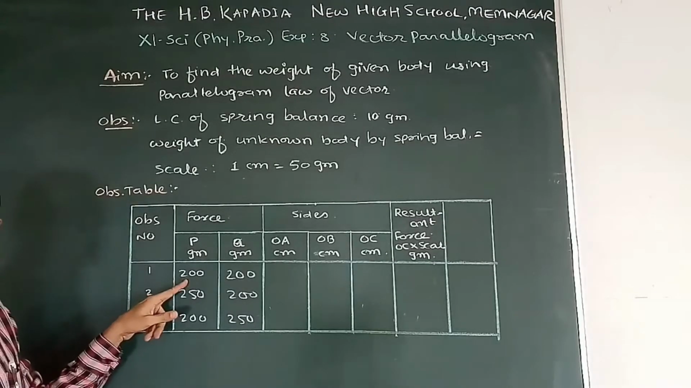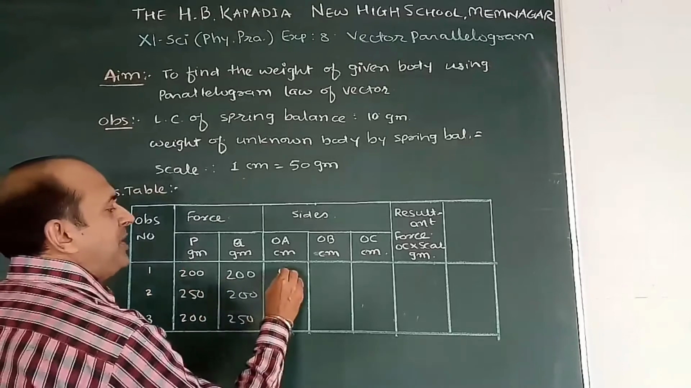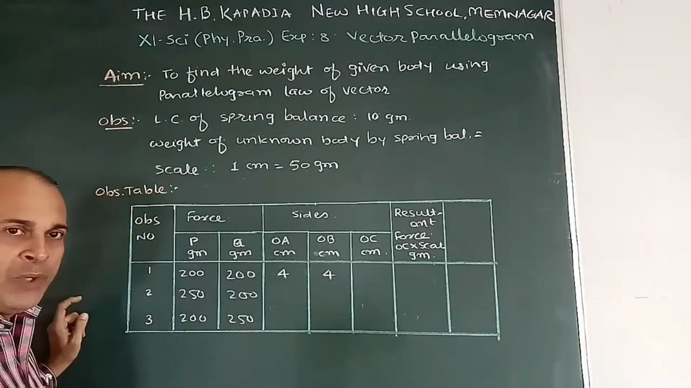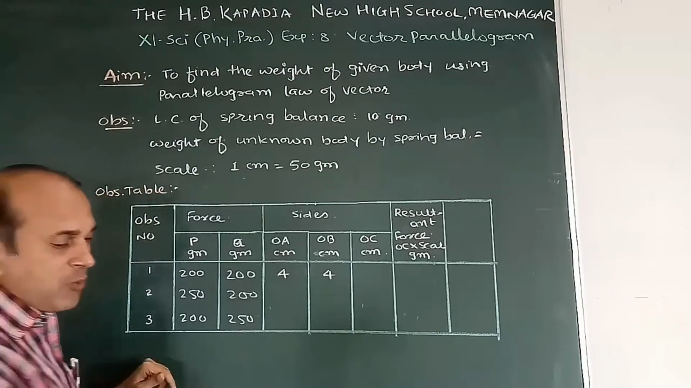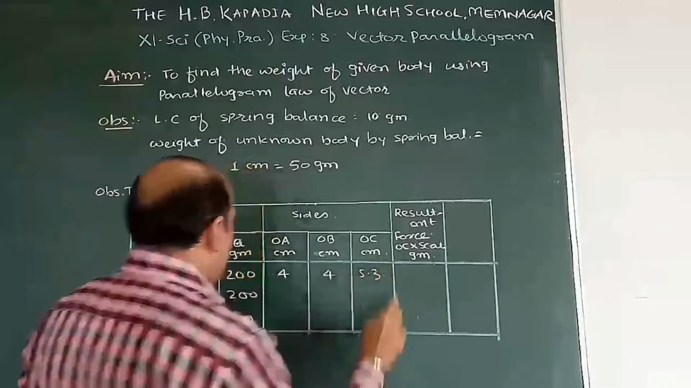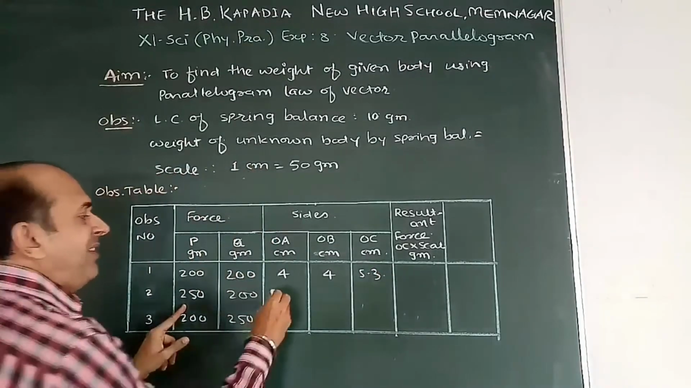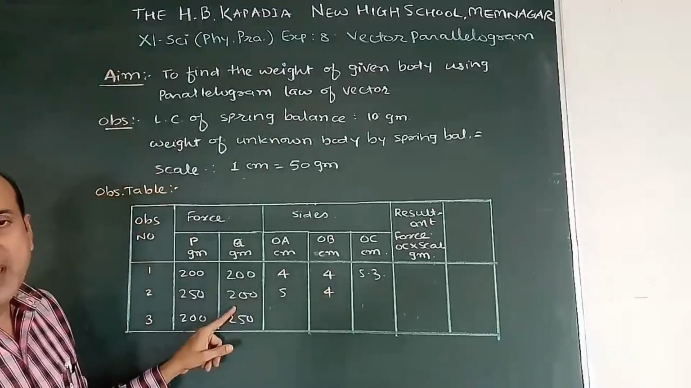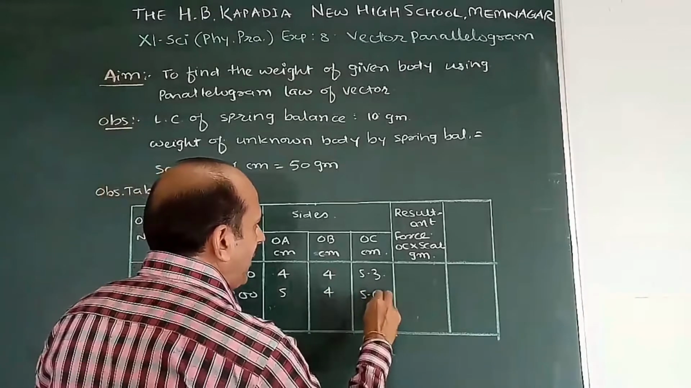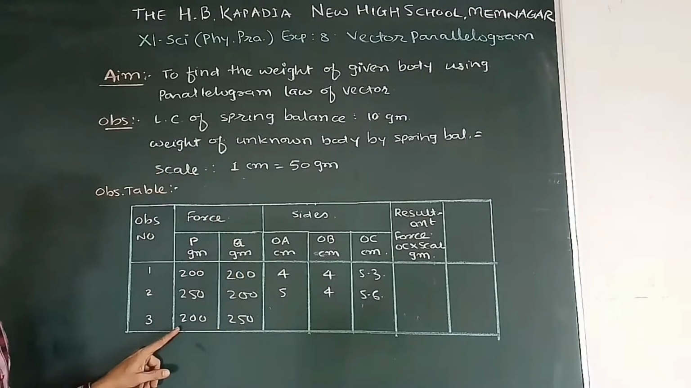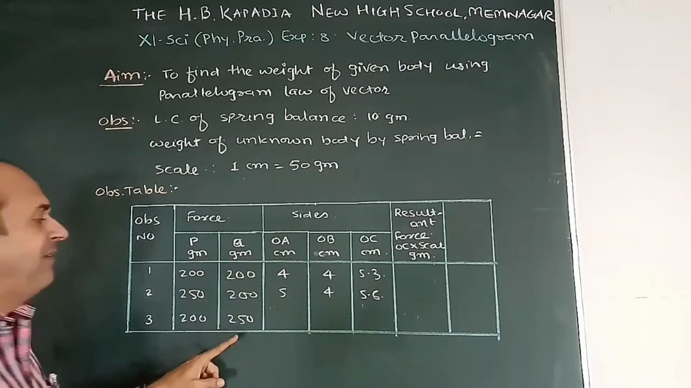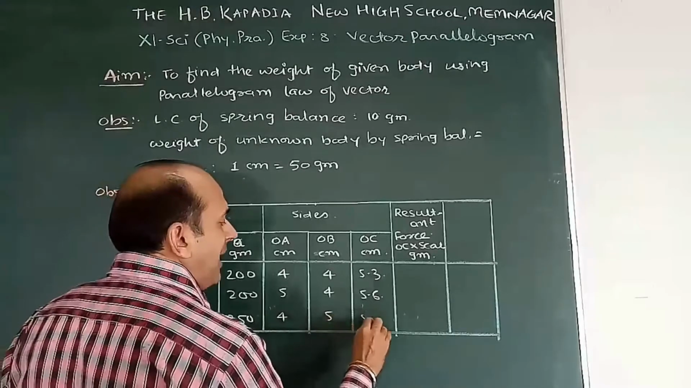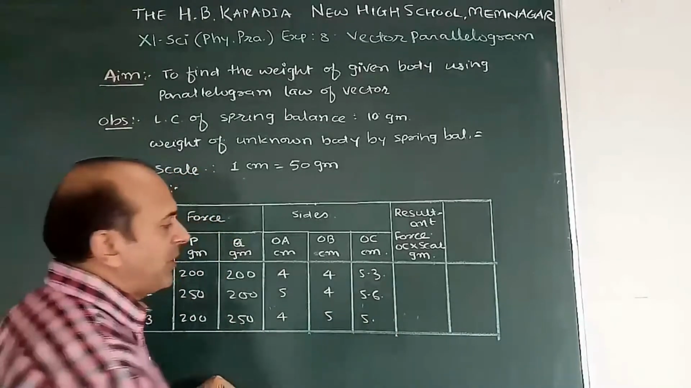Now for the 200 gram weight, the lengths of OA and OB were 4 and 4, and the length of the diagonal was 5.3 centimeter. Similarly, for the 250 gram weight we take 5 centimeter, for the 200 gram weight we take 4 centimeter, and the length of the diagonal was 5.6 centimeter. For the 200 gram weight and 250 gram weight, the lengths are 4 and 5 respectively, and the length of the diagonal was 5.7.